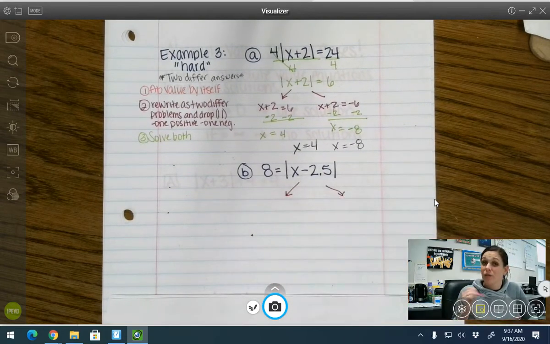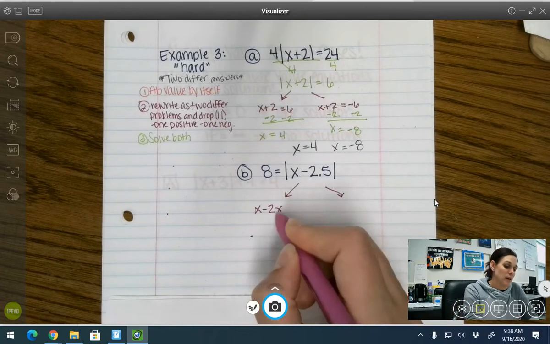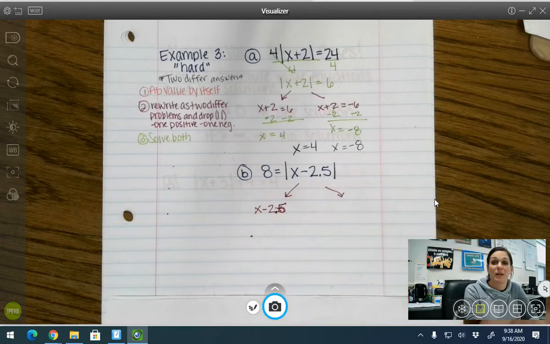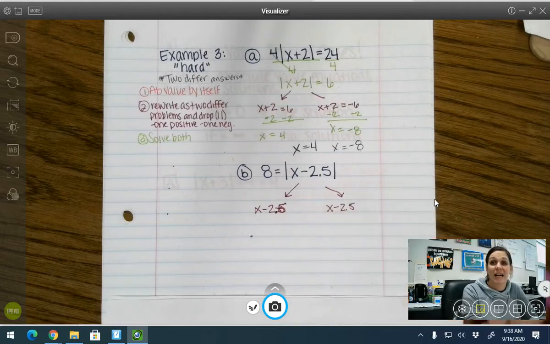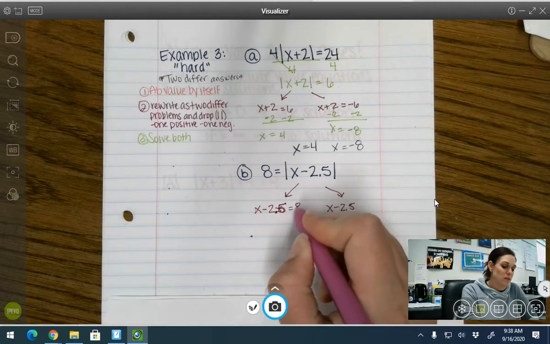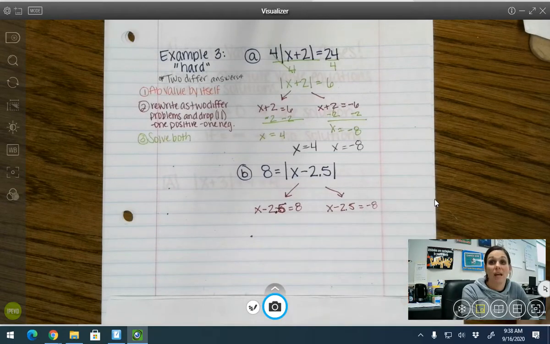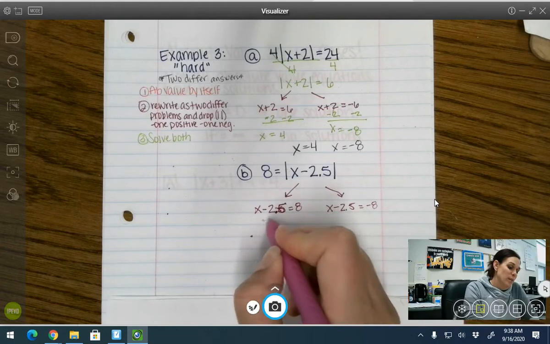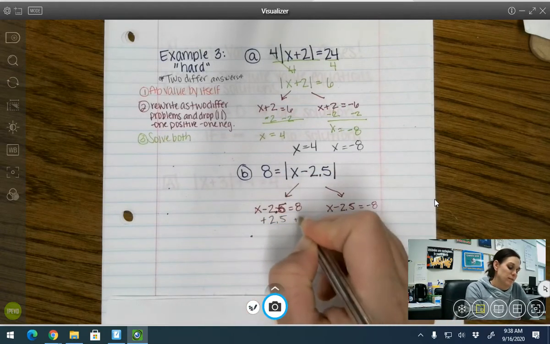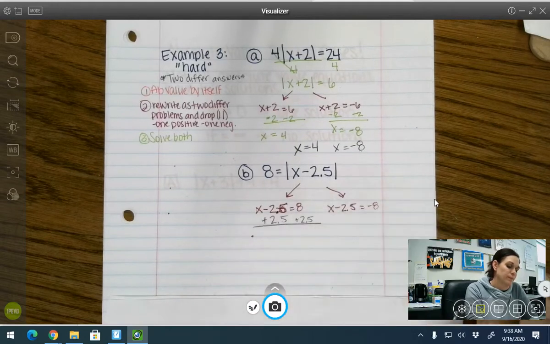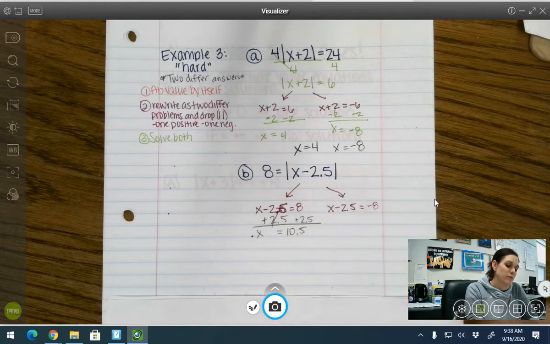Now you are allowed to flip the order. I always write what's in the absolute value first because it makes it a little bit easier for my brain going, okay, write what's inside, write what's inside, write what's inside. And then I'm going to put equals the positive version and then equals the negative version. And again, now I'm going to solve. So here I'm going to add 2.5 to both sides. All right, so I get x equals 10.5.